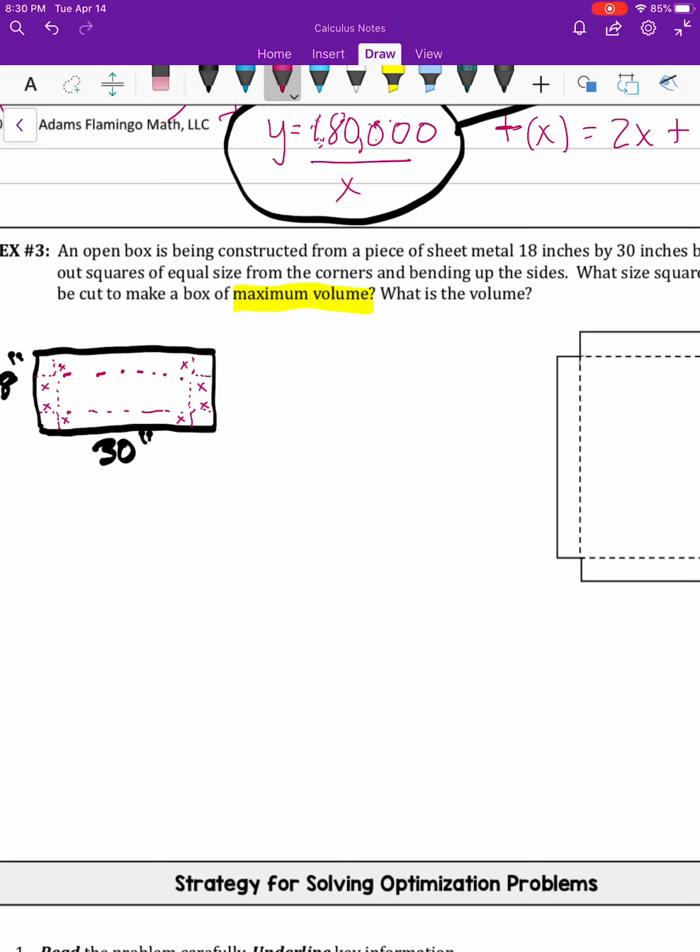And when you get done, you're going to fold them, and you'll fold them along here, along here, along here, and along here. Okay, these are going to be gone. Okay, take out a square on each one of these corners. And when you fold it up, you end up with a box like that. So by folding up this piece, that makes the height of my box x.